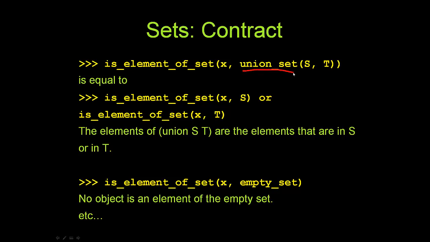Basically, a union set is a new set consisting of all elements of S and T. So if X is an element of S or X is an element of T, then X must be an element of the union. That's all. This is a very simple thing that I'm just saying in more mathematical terms. Next, is-element-of-set X empty-set is always false. Basically, the empty set has nothing inside, so it must definitely be false. What we've shown you here is an example of how you would set out the specification consisting of some definitions and the contracts. The contracts are conditions that the data structure must meet.